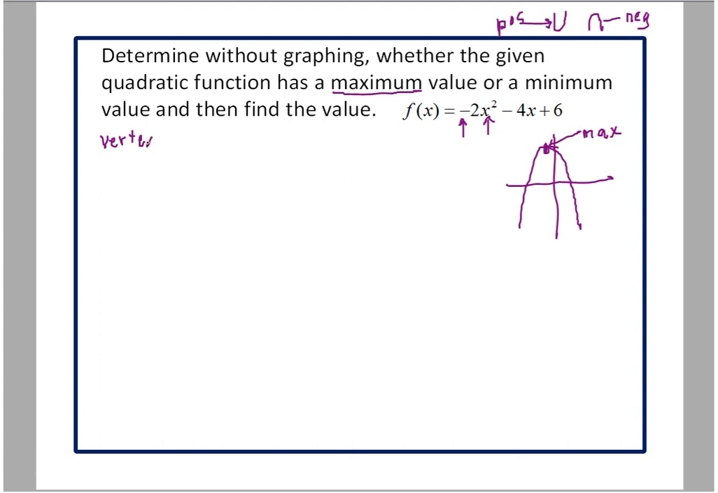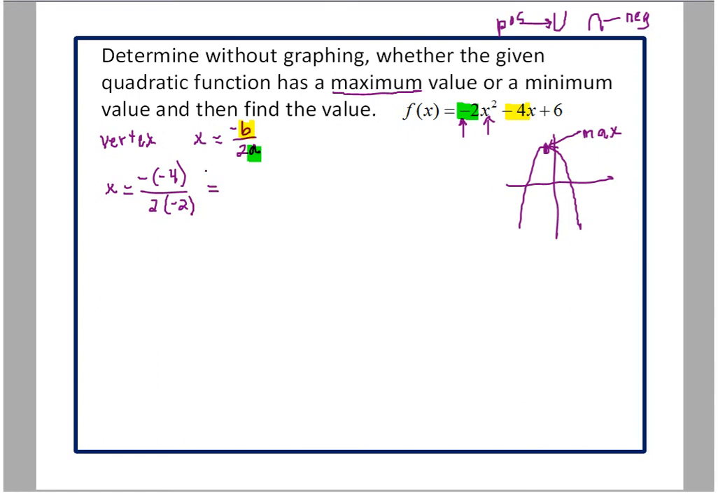To find the vertex, we find the x value by using this formula, negative b over 2a. And we get our b from the number that's in front of the x, and we get our a, which is the number in front of the x squared. So let's substitute in for those values. So we have x equals a negative, and b is negative 4, so there's actually two negatives there I need to worry about. And that's over 2 times a, which is a negative 2.